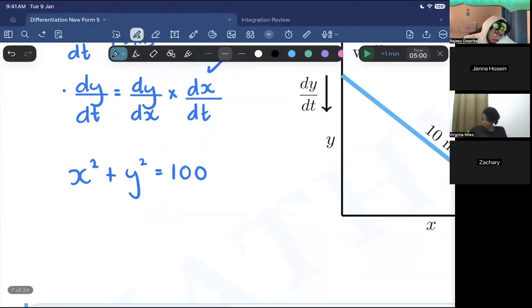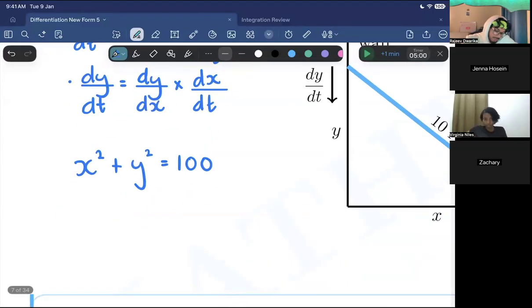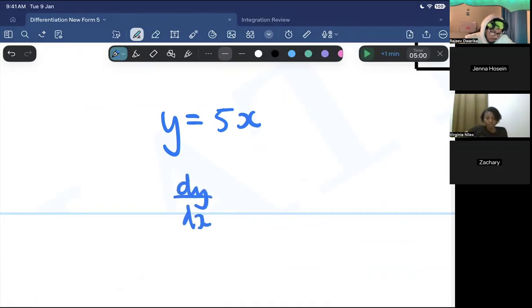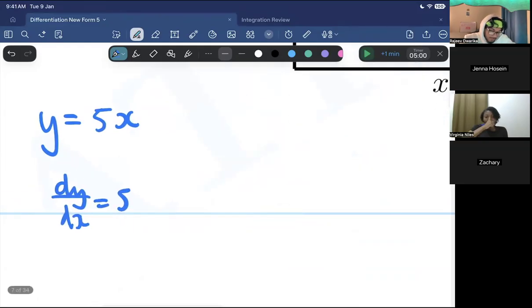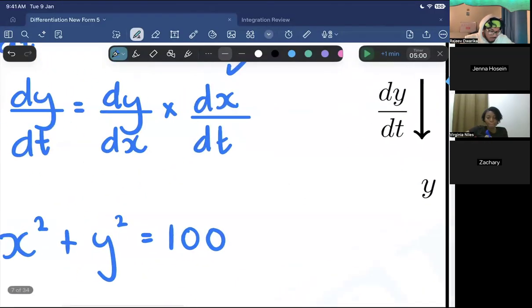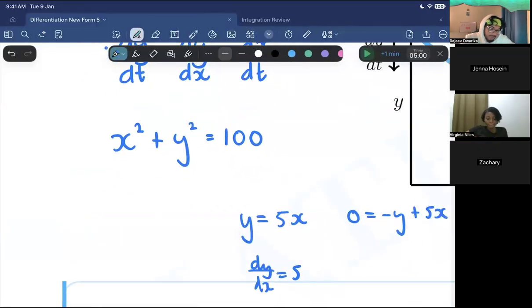Yes, sir. Alright, bet. Now Zachary, before we differentiate that, I have a question. If I tell you to differentiate y is equal to 5x, how are we going to do that? So y is equal to 5. You mean dy dx is equal to 5? Well, yeah. Okay, what if I give you something like 0 is equal to minus y plus 5x? What's the first thing you would do with that before you differentiate? Add y on both sides. So you would make y the what? Subject.